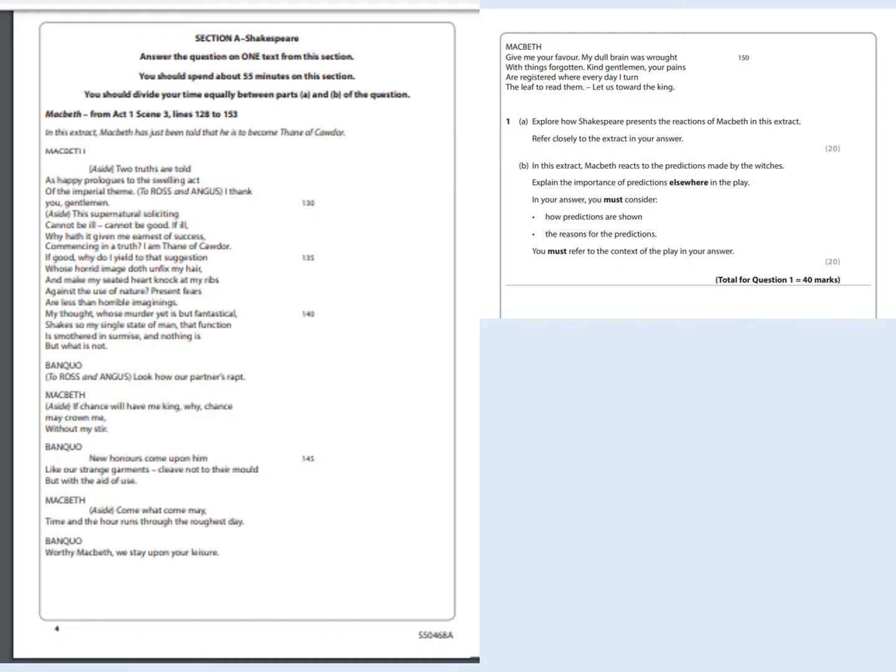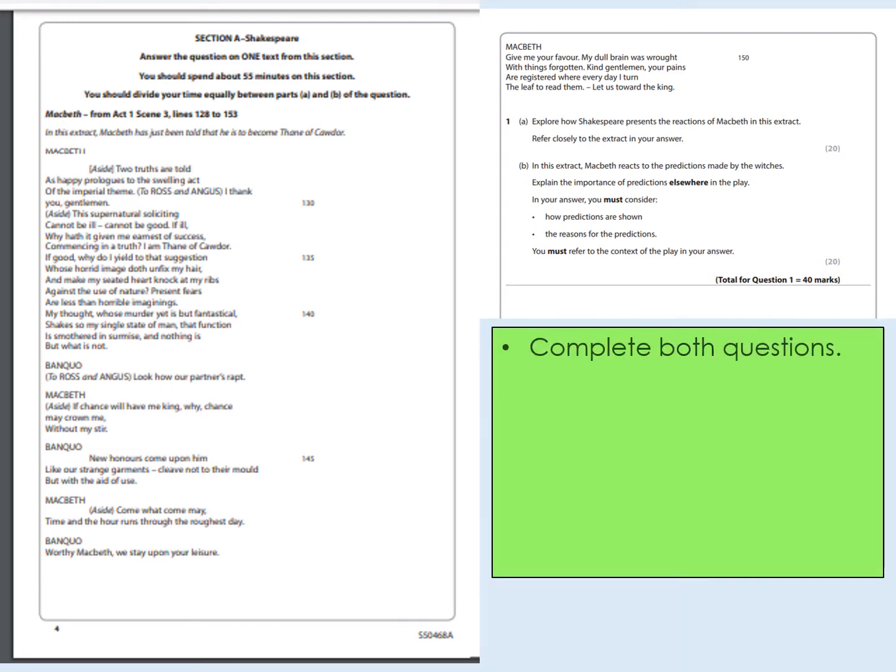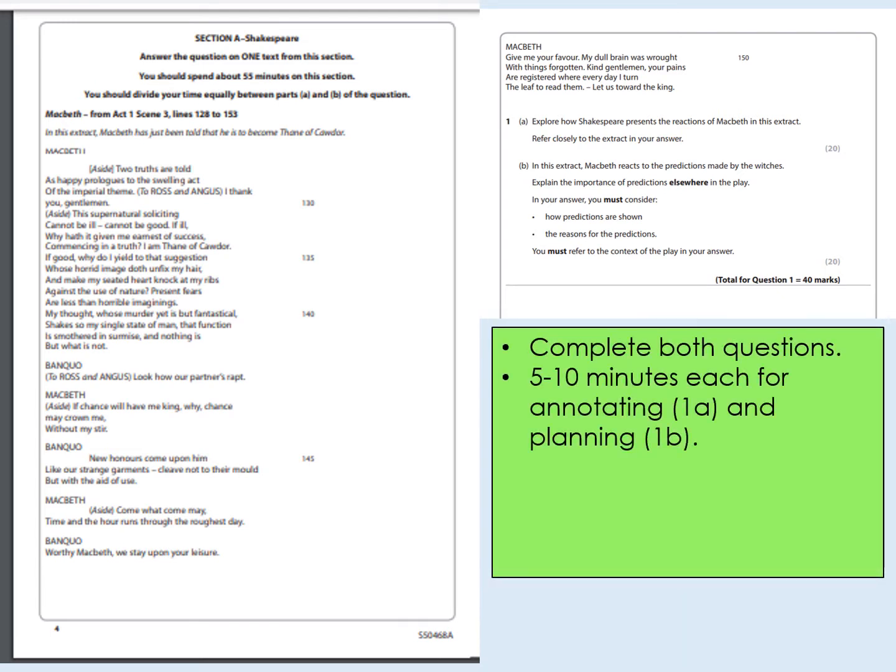So I'll have a look at section A first. Like I said, the Shakespeare section involves two questions, as you can see here. You get an extract which will help you answer question 1A, and then you have to do 1B on the full play, answering to show your knowledge of the whole play, as well as the context. Like I've already said, you need to make sure you complete both questions.